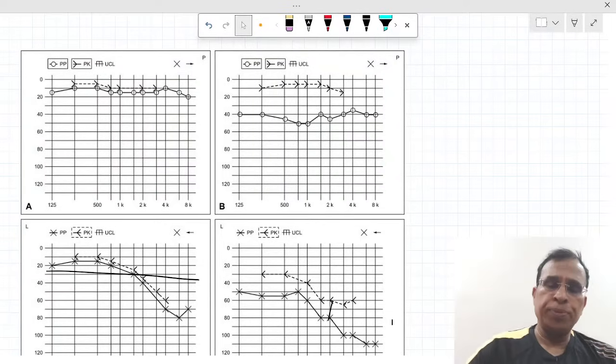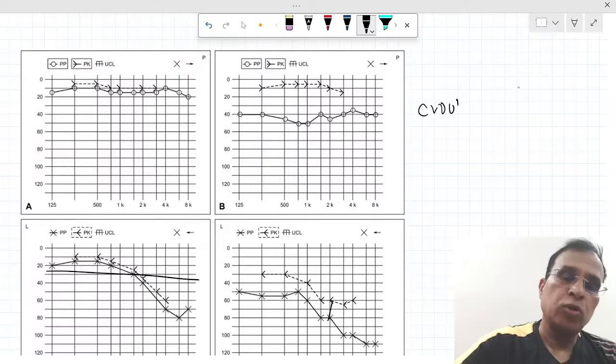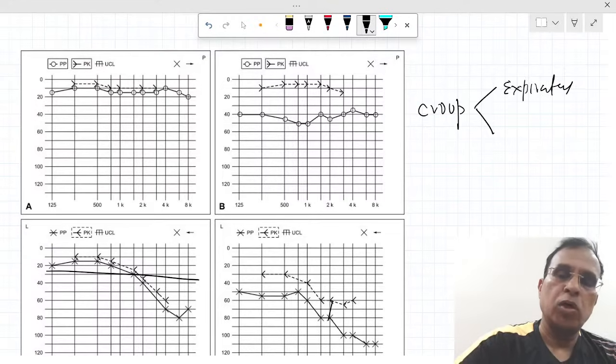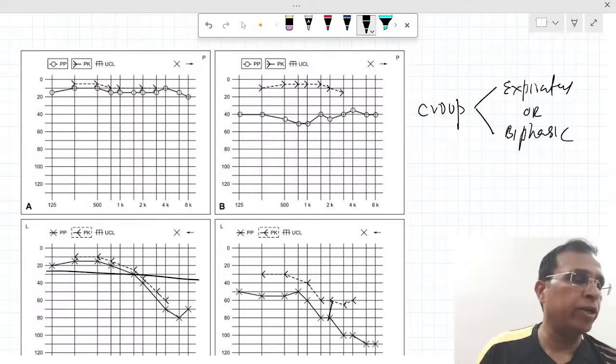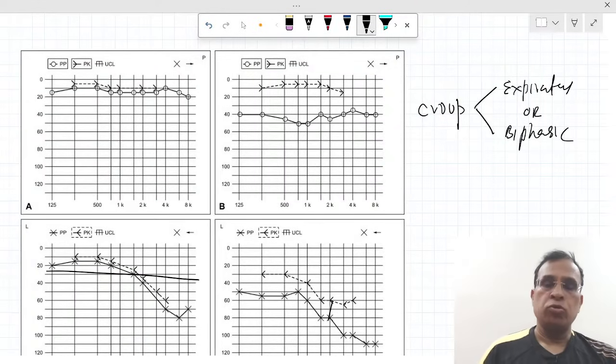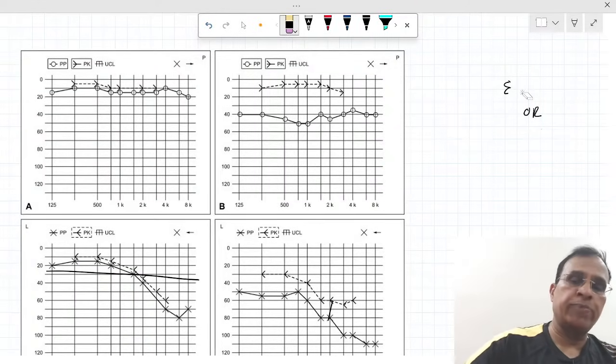A croup can cause either expiratory stridor or biphasic stridor. Both the stridors are possible in croup. Zomo Medico, this is for you. Croup can have both the stridors, expiratory and biphasic.